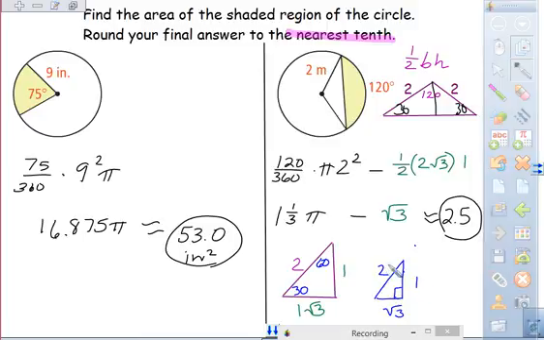2 is given. Using my special right triangles, hypotenuse to shorter leg, the 2 becomes a 1. Short leg to long leg, 1 becomes root of 3. So if this is root of 3 and this is root of 3, I really get 2 roots of 3 for the base. And then the height was given down here as 1. So half of 2 is 1, so we're left with the root of 3 for the area of this triangle. So when we subtract, to the nearest tenth, we get 2.5. This concludes my lesson.